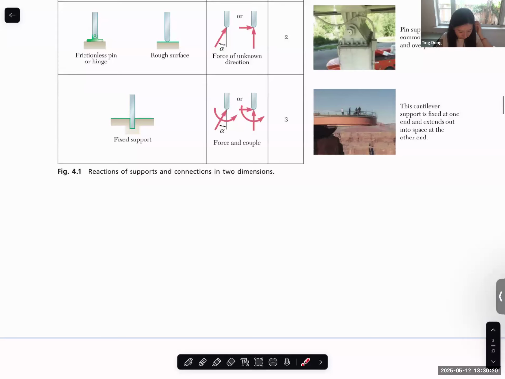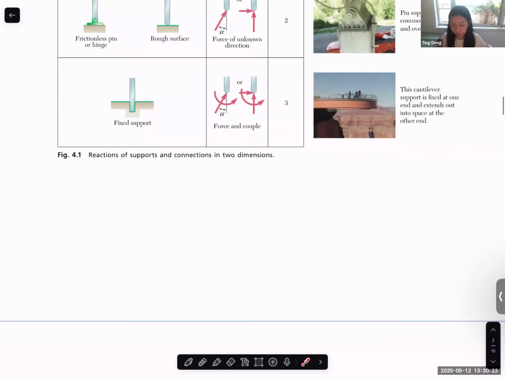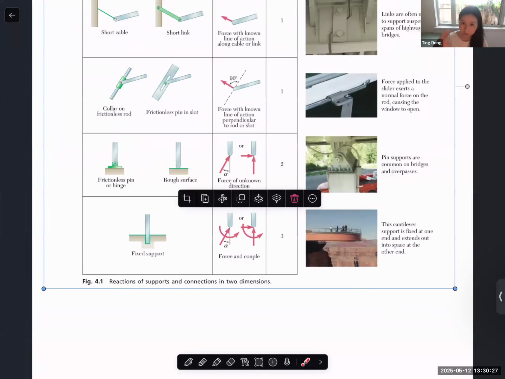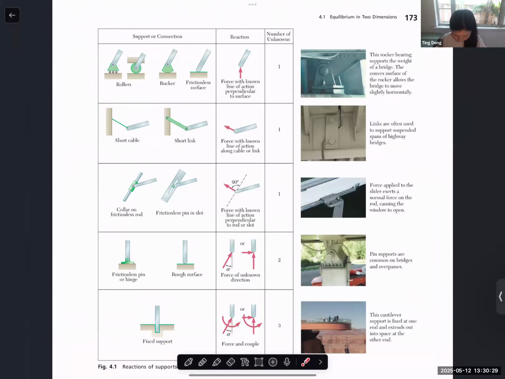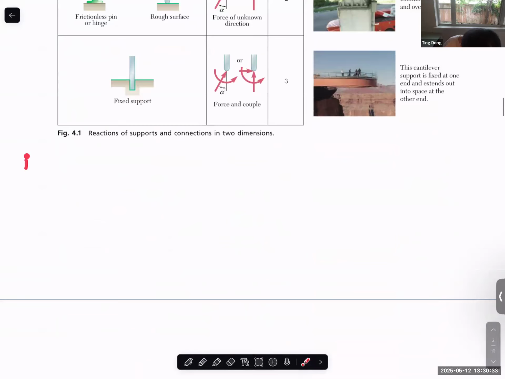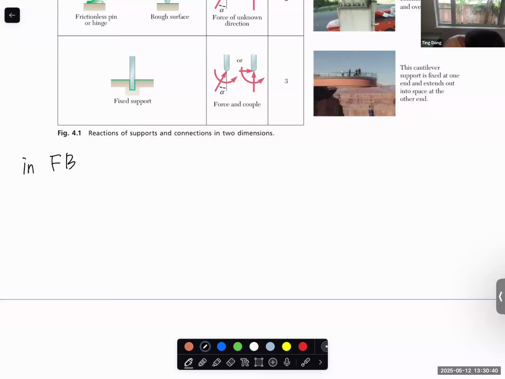So now let's get back to the equilibrium equation and how to put the reaction force direction. In the free body diagram, for the sign of the unknown reaction force, or the direction of the unknown reaction force, we have two ways to do it.